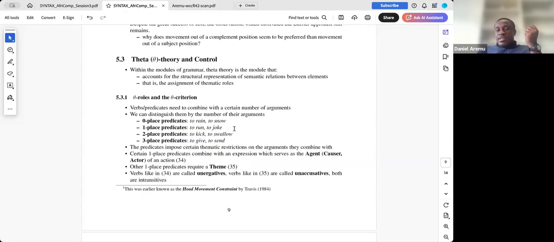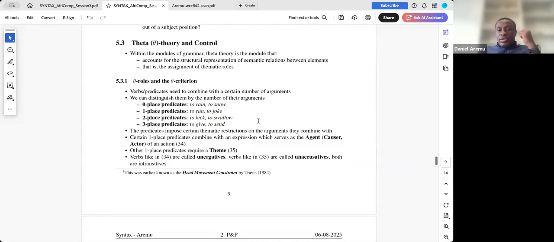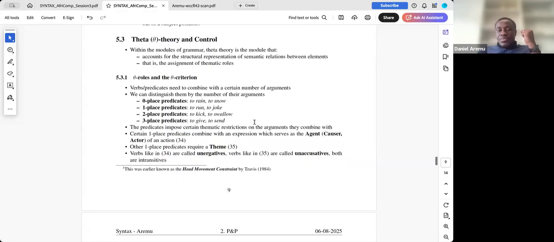So you cannot say Sam ran Dan or Sam ran Adam. No, it's not possible, because the verb run takes just one argument, isn't it? So it is a one-place predicate. The same with another one, the two-place predicate, like kick, like swallow. These verbs take two arguments, two noun phrases, basically.